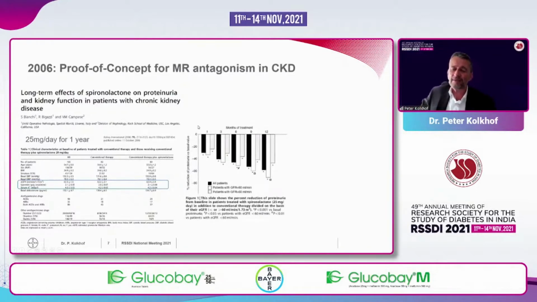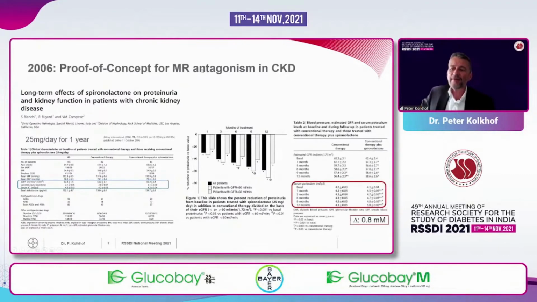You see that after 1 year, there was a robust reduction in proteinuria, whether patients had a GFR below 60 or above 60. So there was a clear reduction in albuminuria and proteinuria. However, that is coming at a price. As you see on the right side, only in the spironolactone arm, on top of RAS blockade, serum potassium increased by 0.8 millimolar. And that is substantial.